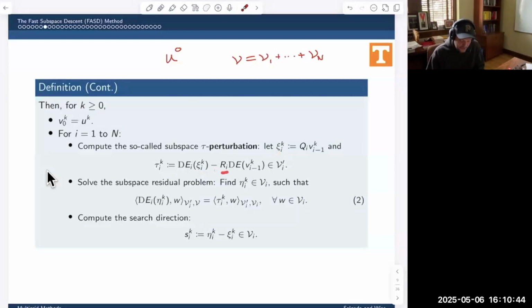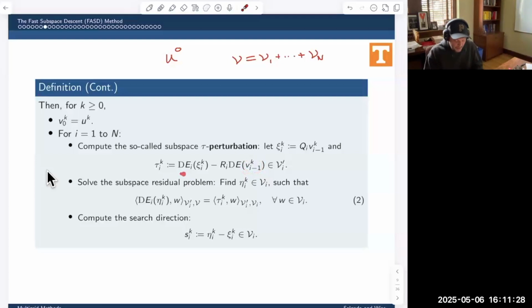minus the restriction of, so this restriction operator we described last time really doesn't actually have to be here, it's just a kind of placeholder, of the derivative of our ambient space energy E. So this is the energy defined over all of the big space V, evaluated at v_{i-1}^k. That's the current best iterate that we have, but on the fine grid space, not projected into these subspaces. So this guy still lives in V.